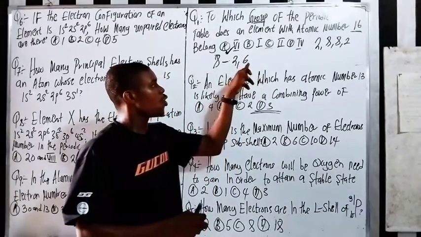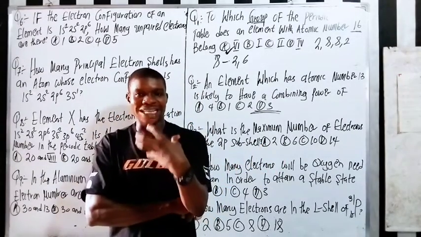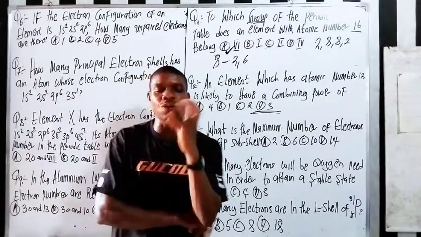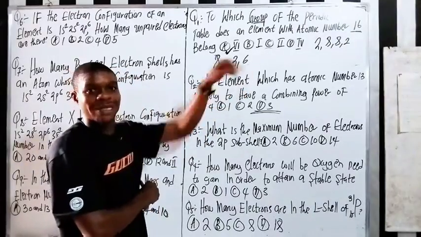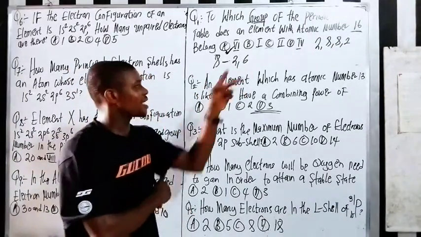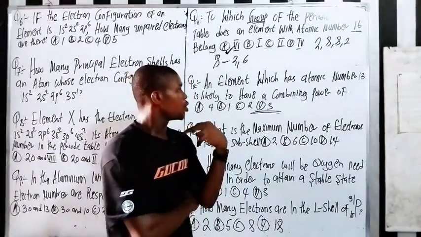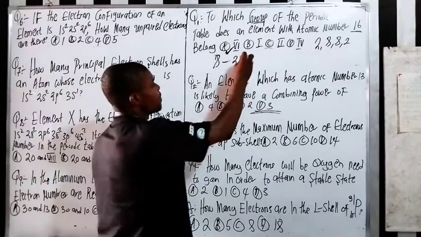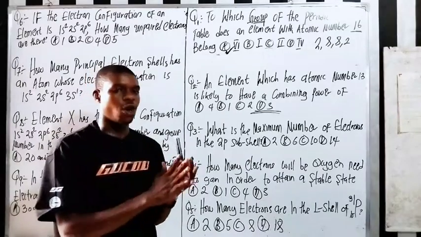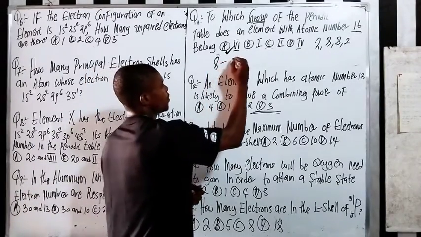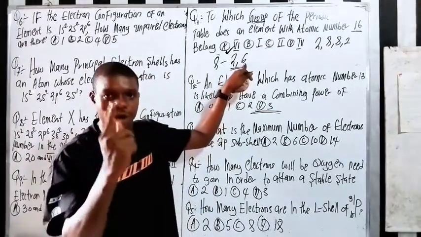So the number of electrons an atom will lose or gain in order to obtain the octet is its combining power. So the combining power of this atom is not 6, it is 2, because it needs 2 electrons to obtain the octet configuration. So the combining power of oxygen is 2, since it is 2, 6, and it needs 2 electrons to obtain the octet.